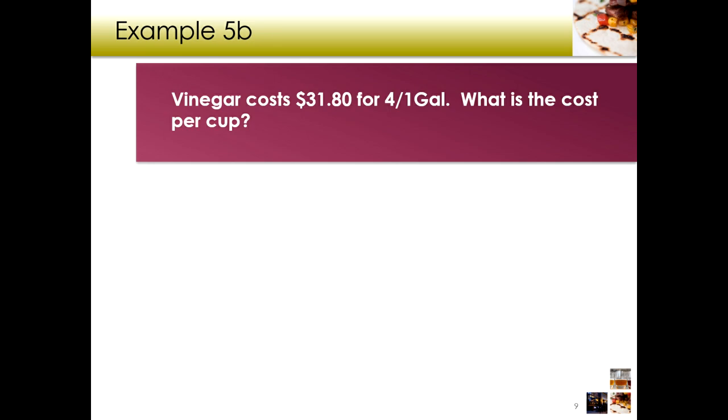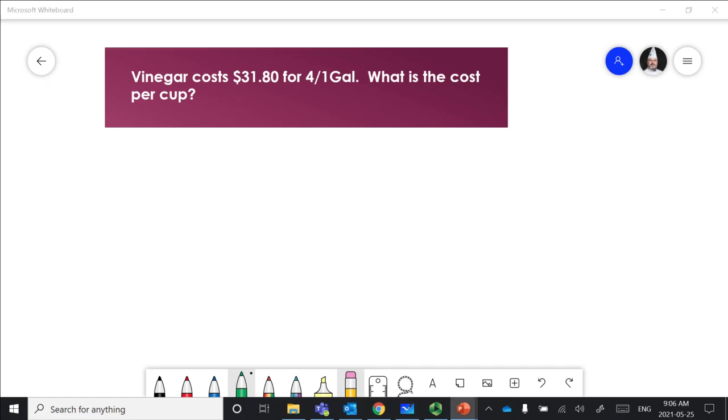So I've got another example here. Vinegar costs $31.80 for 4 1-gallon jugs. That 4/1 means that we have 4 jugs in our case, and each jug is 1 gallon. And we want to get to a price per cup. So we know from our magic box that 1 gallon equals 16 cups. So if we have 4 gallons in our case, we go 4 times 16, which gives us 64 cups.